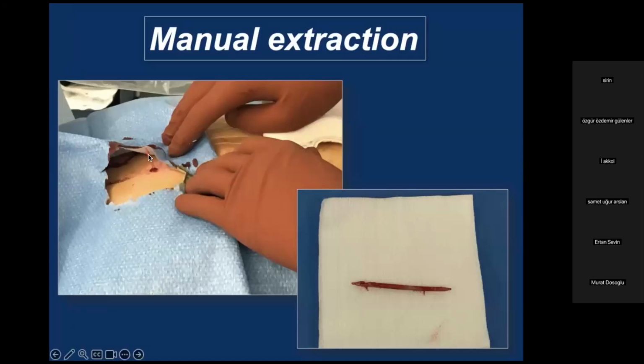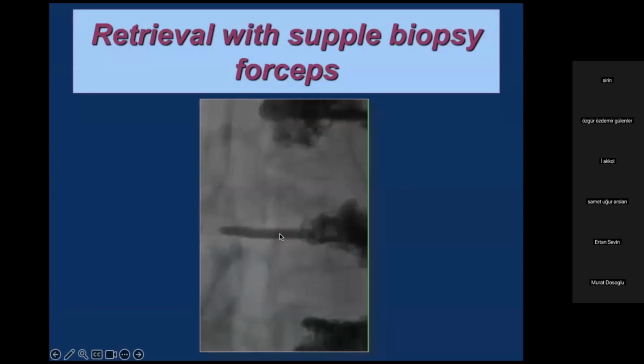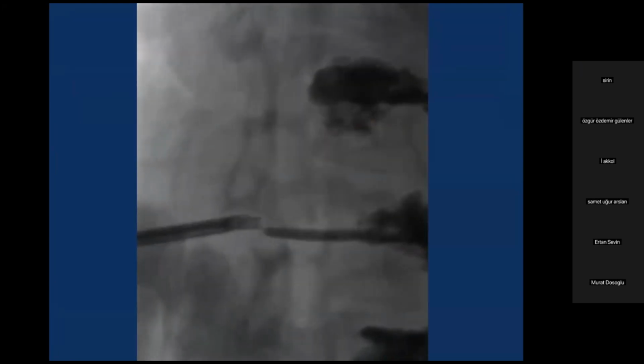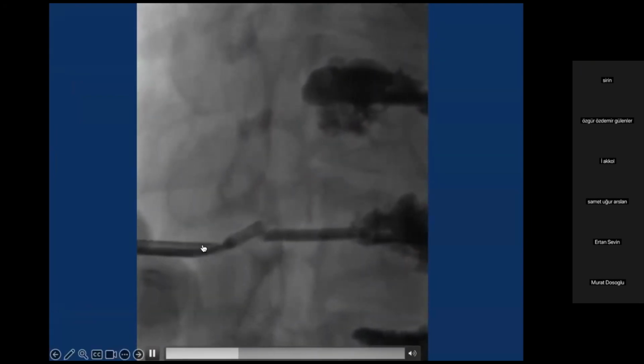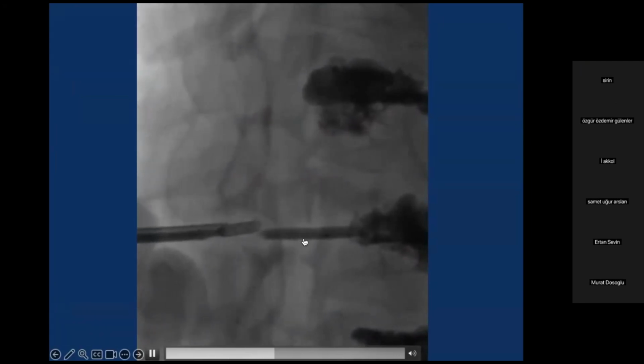Sometimes you are lucky enough to have the cement leakage visible at the skin, so you can remove it just manually. But sometimes you have a leakage which is partly in the pedicle, but also in the paravertebral muscle. So what you could use is a supple biopsy forceps. This is the bone needle, and through the bone needle, you try to grab the proximal aspect of the cement leakage. It's almost like at the fun fair, you try to grab the toy with this, and sometimes you can remove this fragment.